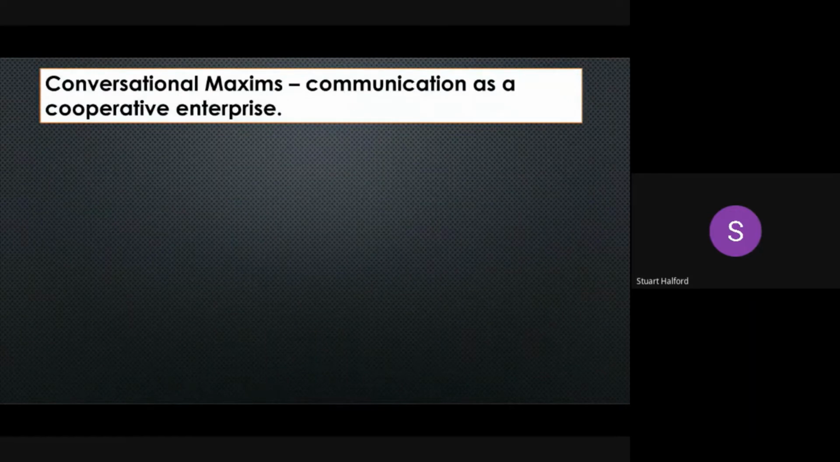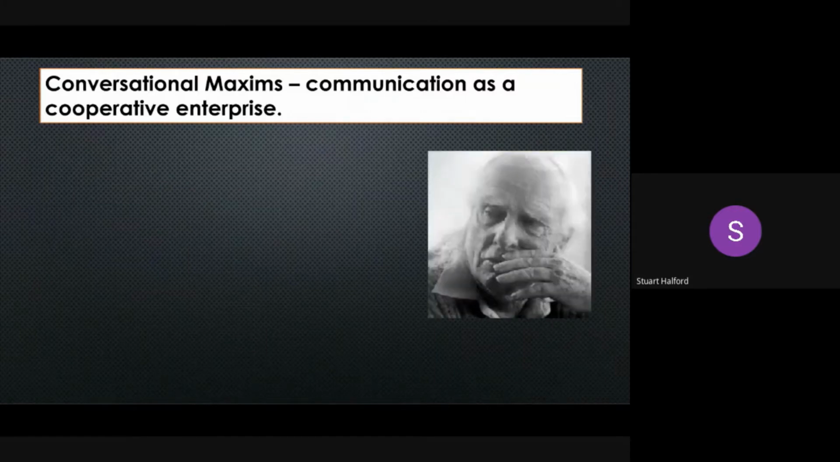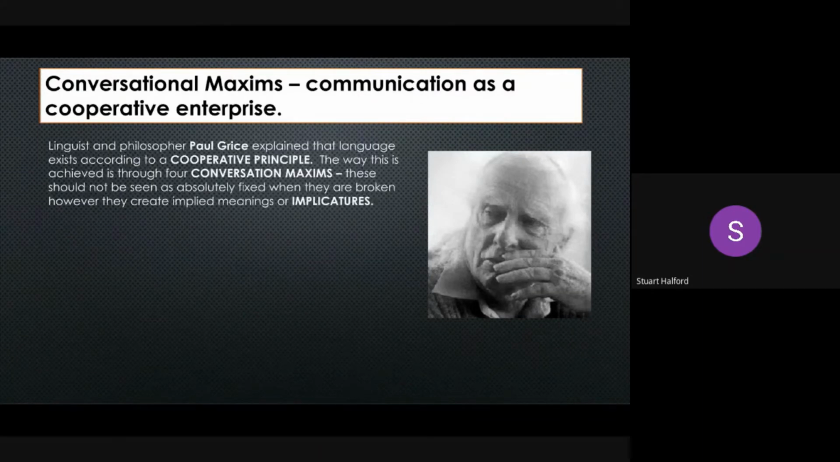Okay, let's talk for a minute now then about conversational maxims and communication as a cooperative enterprise. This is based on the ideas of the linguist philosopher Paul Grice, and he explained that language exists according to a cooperative principle. We're kind of negotiating as we're conversing. And the way this is achieved is through what he called 4 conversational maxims, or kind of rules that we apply when we're having conversations.